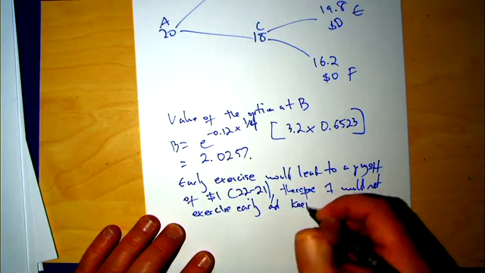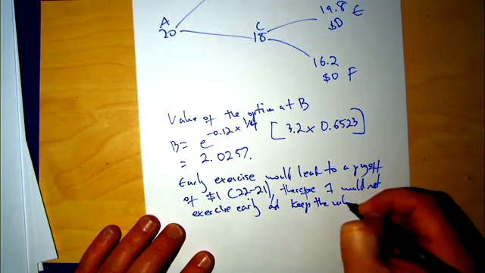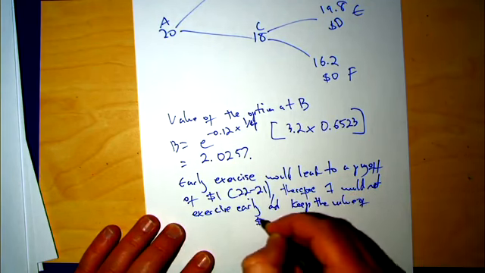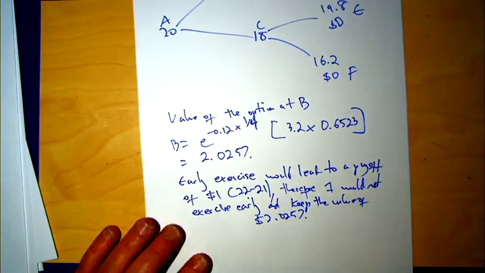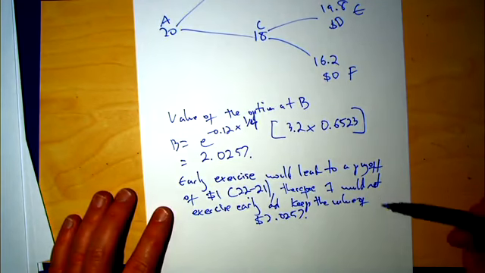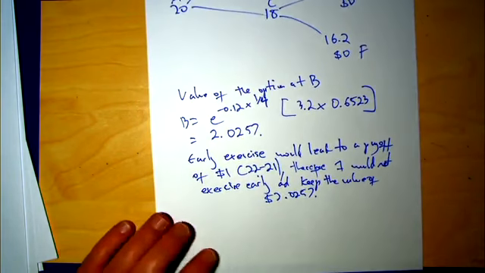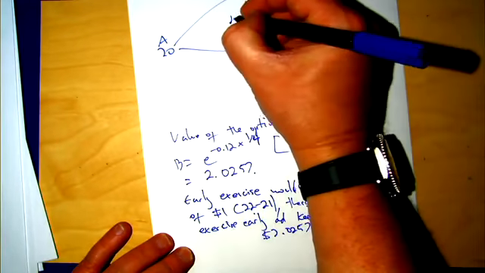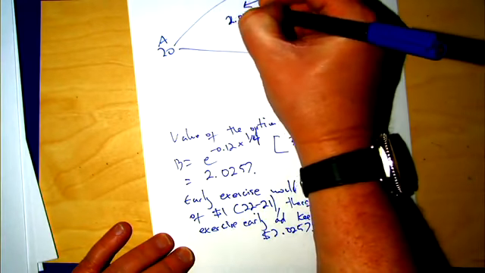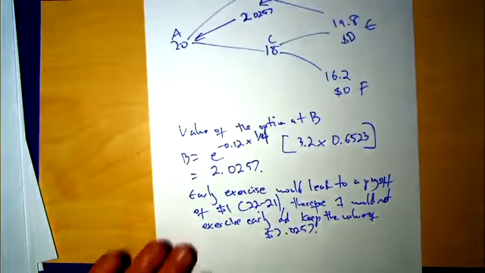And keep the value of 2.0257. Okay, and in an exam there's a mark for saying that. Right, you need to say whether you exercise or do not exercise. Then this 2.0257, I need to bring that back to node A.